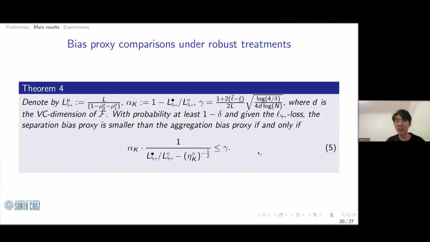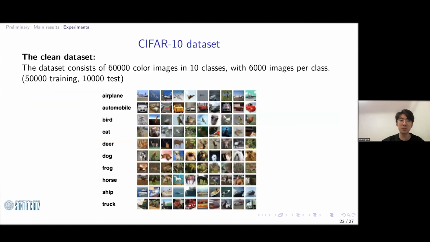We give some theoretical and empirical simulations and conclude that when the number of labelers is small and the noise rate is large, this term will be much larger and this term will be much smaller, which makes this condition very easy to be satisfied, which means label separation should be better than label aggregation in this setting. And we also have some empirical results to illustrate.